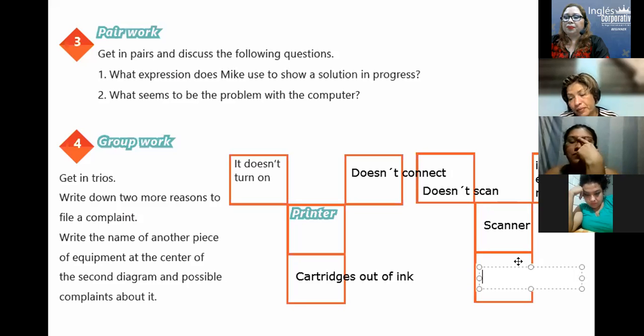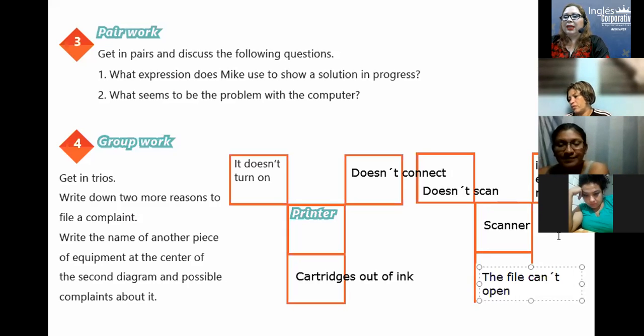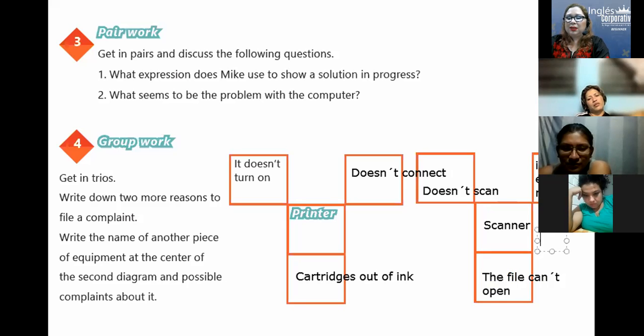I don't know how to spell. I'm trying to put in order this idea. Wait. It sends error message. You said the file. The file crashing. No se puede abrir. Okay. The file can't open. Can't open. Y la que dijo Mayra is can't see the image, right? Can't see the image. Okay, miren.